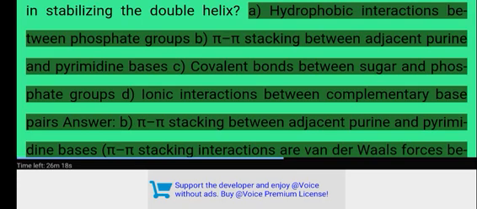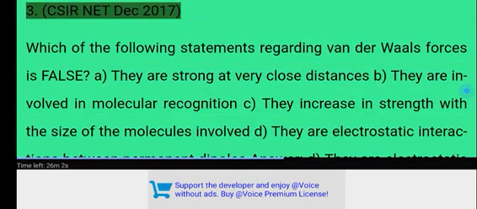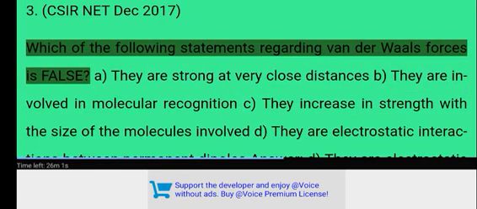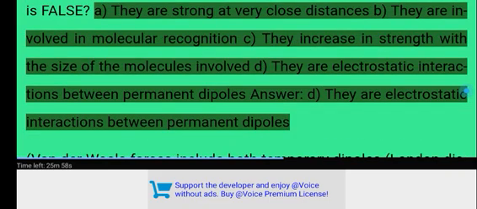Pi-pi stacking interactions are van der Waals forces between the aromatic rings of adjacent nitrogenous bases in DNA. 3. CSIR NET December 2017. Which of the following statements regarding van der Waals forces is false? A. They are strong at very close distances. B. They are involved in molecular recognition. C. They increase in strength with the size of the molecules involved. D. They are electrostatic interactions between permanent dipoles. Answer: D. They are electrostatic interactions between permanent dipoles.